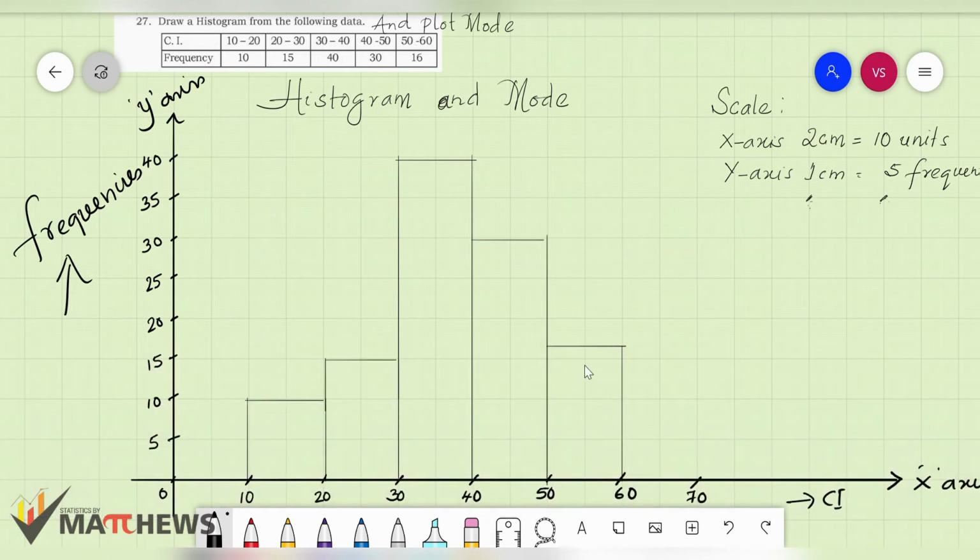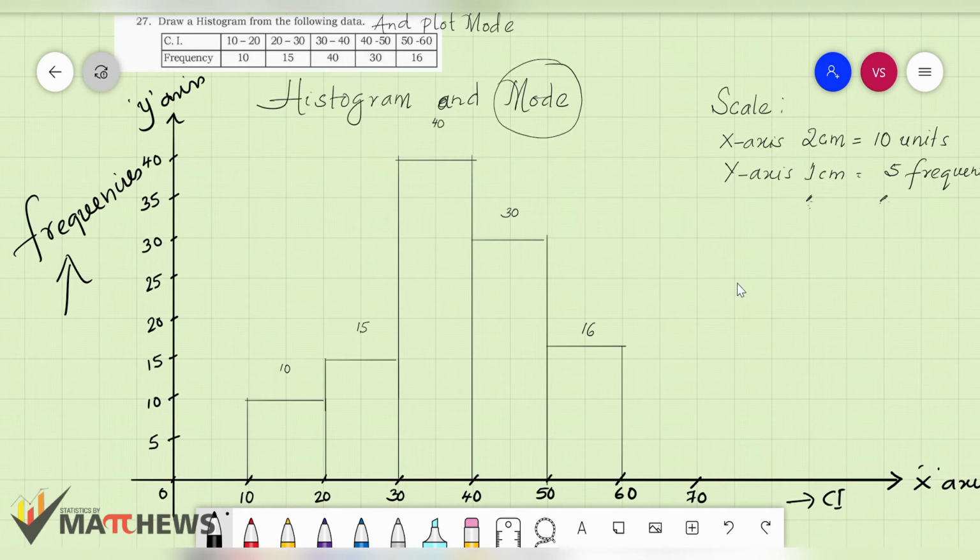Okay, so you see, this is what a histogram is, students. You understand? This is a histogram. If you want, you can mention the number on the top of the bar. The width is 10 to 20 and the length is 10. This is 10 and here it is 15. Here it is 40 and here it is 30. Is that clear? And here it is 60. Fine. Now let's learn how to plot the mode, students.